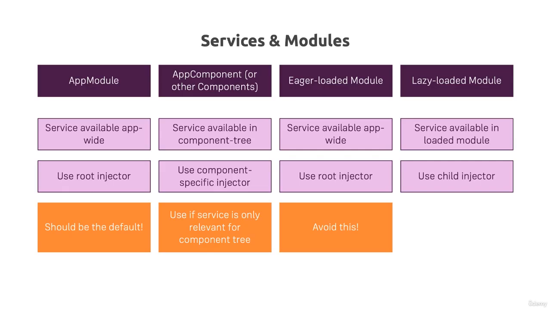Now, in a lazy loaded module, you can of course add a service to providers, but only do this if you deliberately want to have a separate instance of that service there. Otherwise, you can have strange bugs. So as a rule, generally you want to ensure that services are always available application-wide by using add injectable provided in root or by adding them to providers in the app module, unless you have a strong reason for adding them only in a component tree or in a lazy loaded module. Never add services in an eager loaded module. Now let's see that in practice.